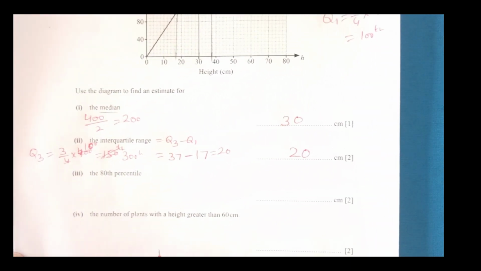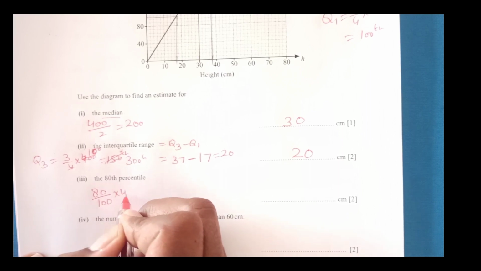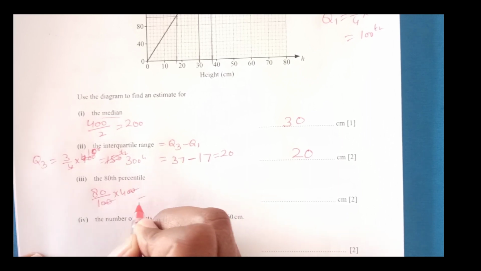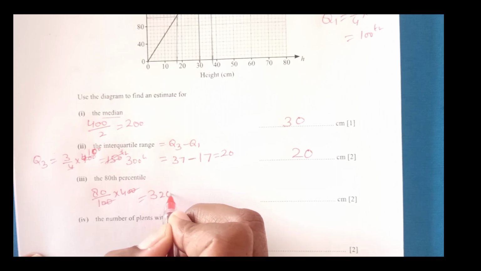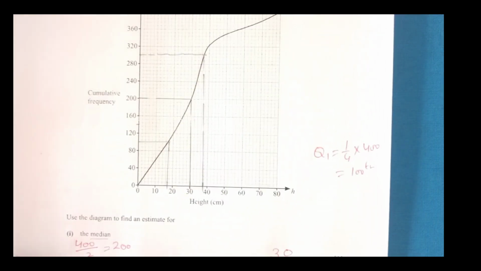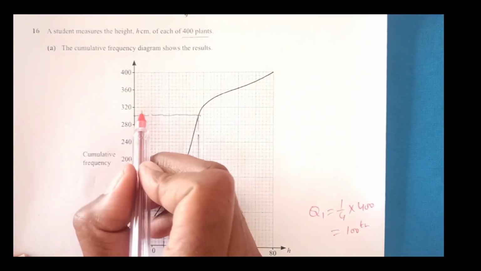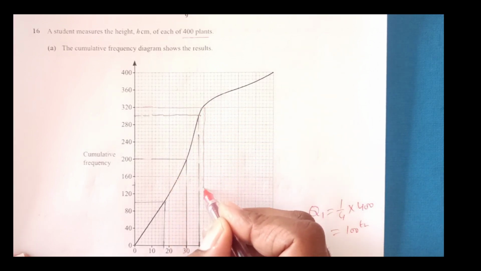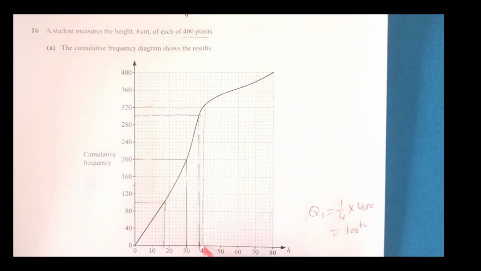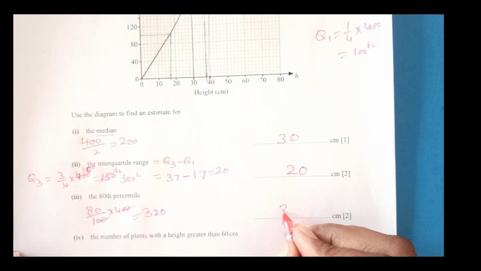Now the 80th percentile. The 80th percentile is 80 over 100 times again 400. So that is 8 times 4, 32, so 320. So 320 is here. Coming down this way, this is a little less than 40, that is 39.